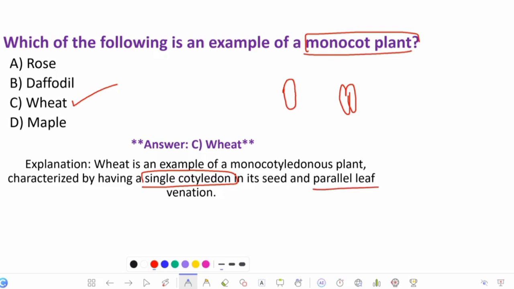Okay, the second point is parallel leaf venation. For example, in this plant, parallel leaf, first leaf, second leaf, third leaf, fourth leaf. So these are called parallel venation. And the second one is alternate venation, first leaf, second leaf, third leaf, fourth leaf. This is called alternate venation, while the first one is parallel venation. Parallel venation is a characteristic of monocots, and one cotyledon is a characteristic of monocot plants. Wheat is the correct option, which is a monocot with one cotyledon in the seed and parallel leaf venation.